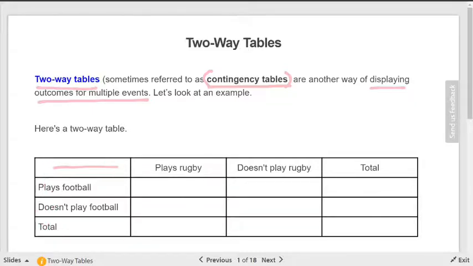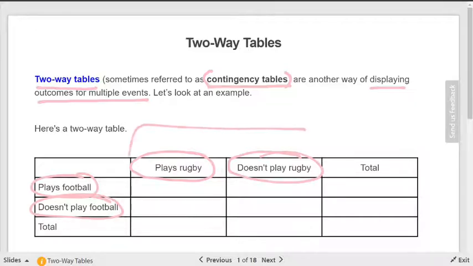Now, look closely at how this information is presented. Plays rugby, doesn't play rugby, right? Those are the two possibilities for this scenario, and both of them are side by side in a row, right? Here, plays football, doesn't play football. Again, two possibilities that are related, so they go in a column right next to each other. So if you're talking about rugby, then everything about rugby should be in the same row, right? If you're talking about football, then everything about football should be in the same row or column.